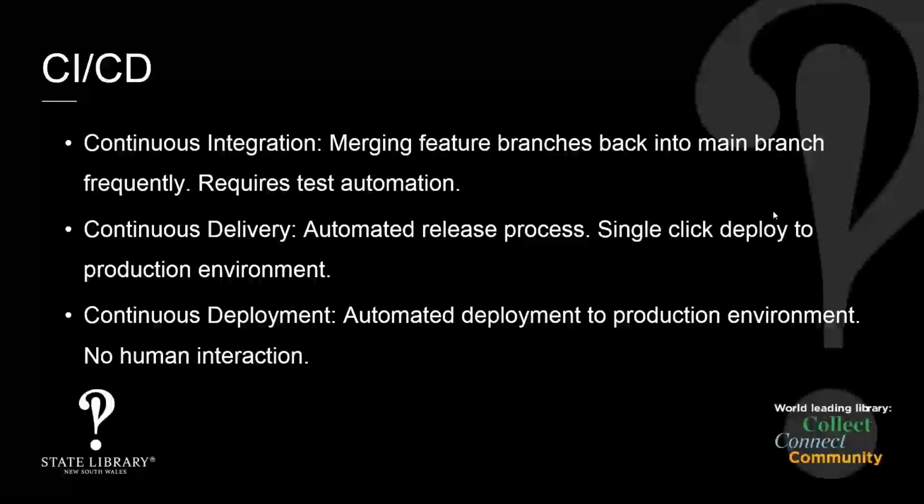Continuous delivery is about automating your release process, basically doing single-click deploys, whereas continuous deployment is more around automated deployment to your production environment with no human interaction. We're not there yet. We're not doing continuous deployment. For some software we're doing continuous delivery, so we've got single-click deploys for some things, definitely not for everything, but we still require a manual UAT and an approval process before going into production. That's where we're at the moment, but hopefully for some of our software, we'll get to continuous deployment.